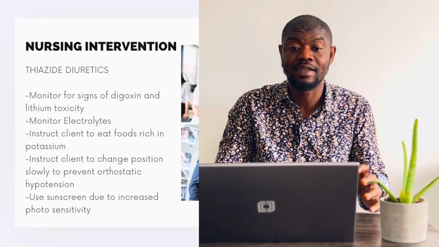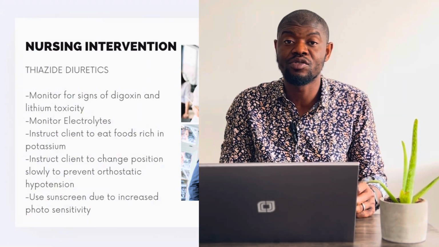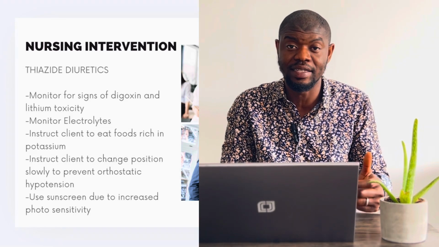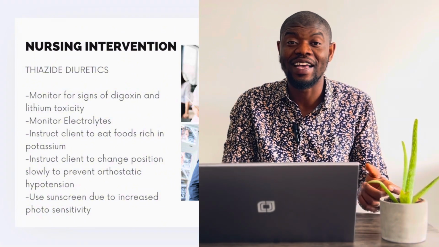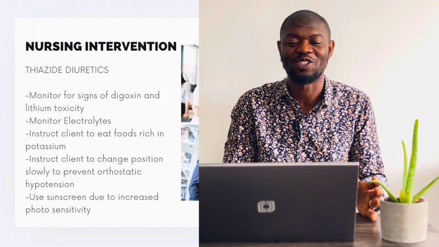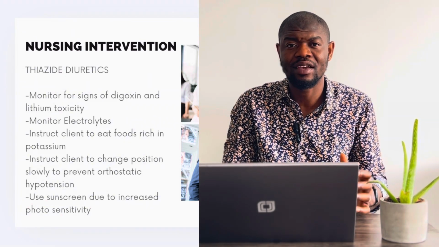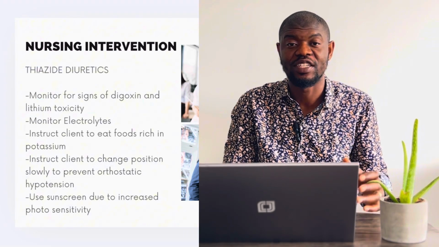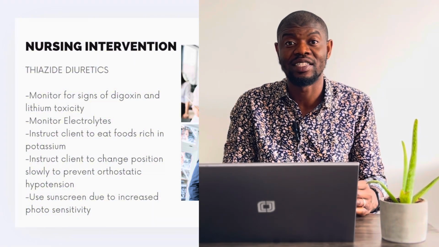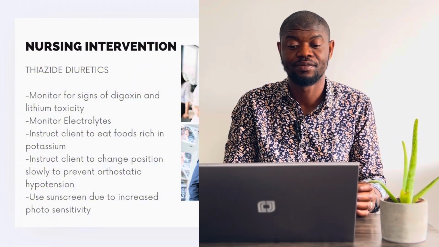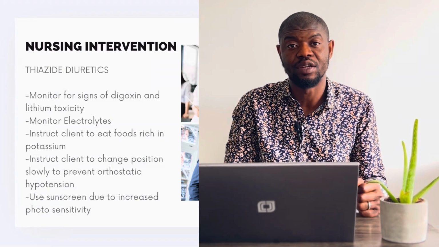Now, moving on to thiazide diuretics. We did mention that it needs to be used cautiously in patients who are taking lithium and or digoxin. So one of the things you want to look out for will be signs of lithium and or digoxin toxicity. You also want to monitor your electrolytes. Now, thiazide diuretics tend to excrete a lot of your electrolytes in the urine, so calcium, magnesium, potassium. And so you want to keep an eye on it, and these things are replaced as needed. You also want to instruct your client to eat foods that are rich in potassium.